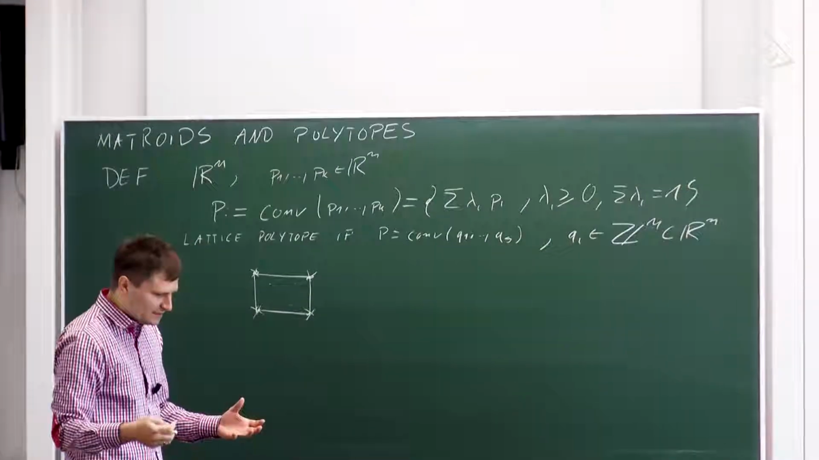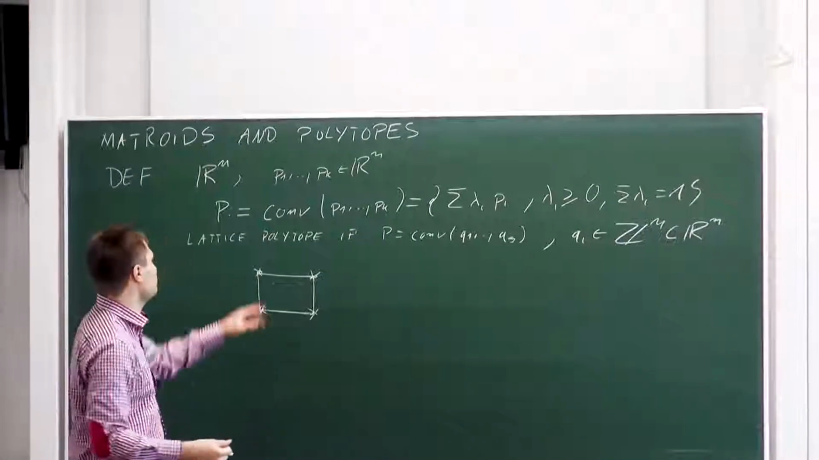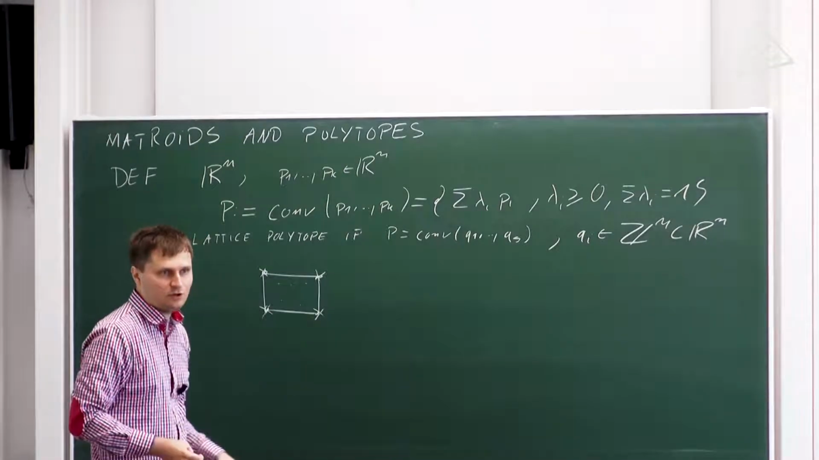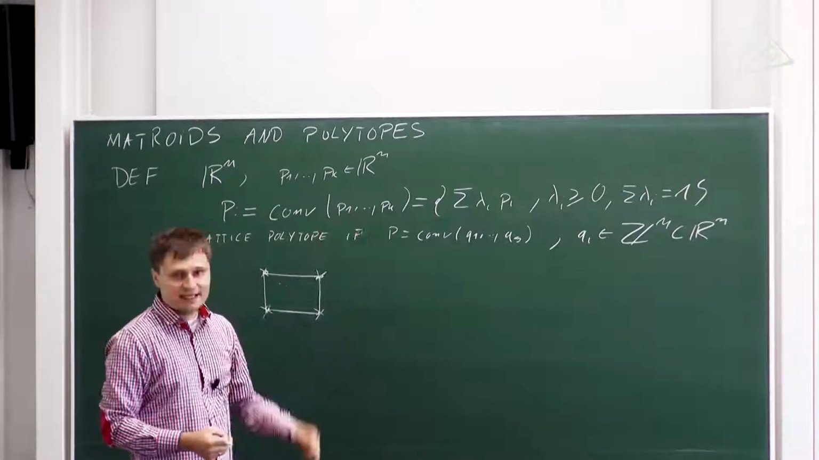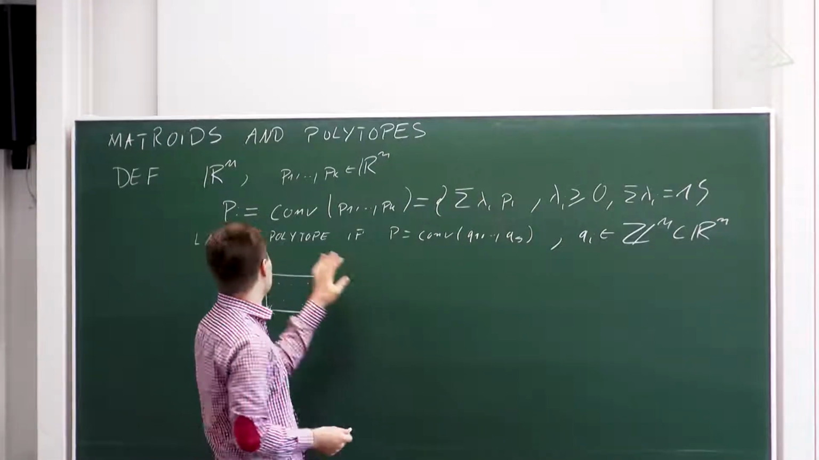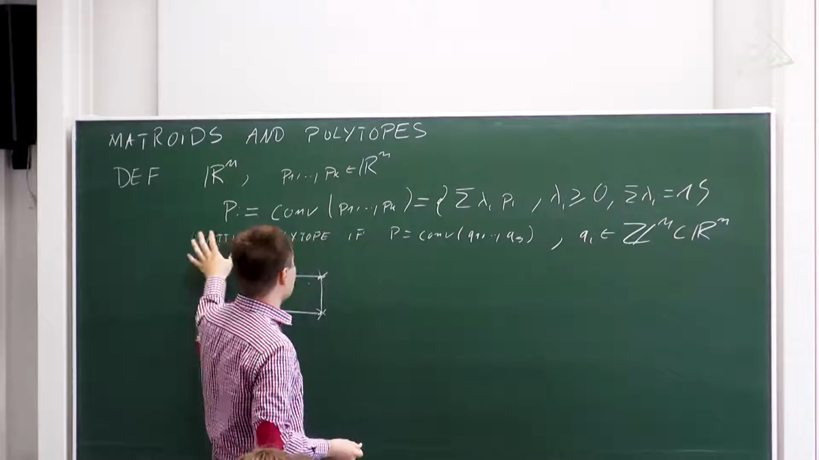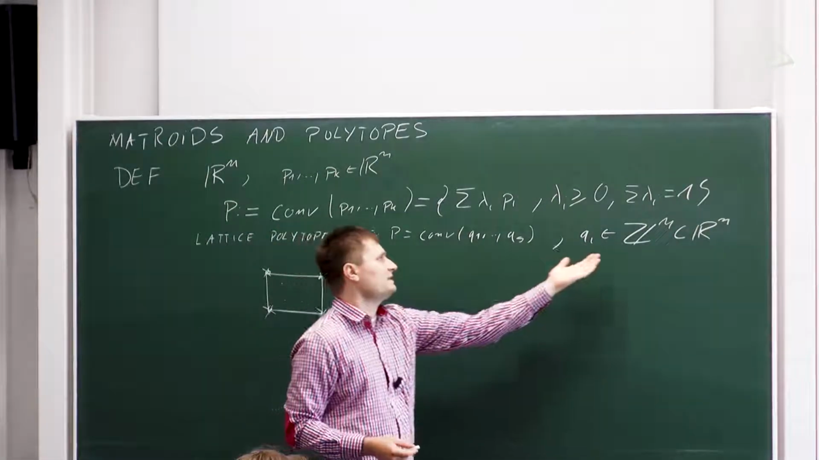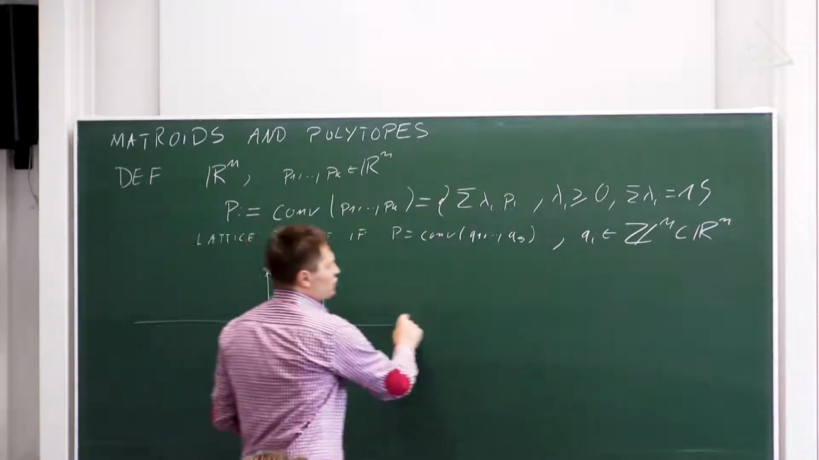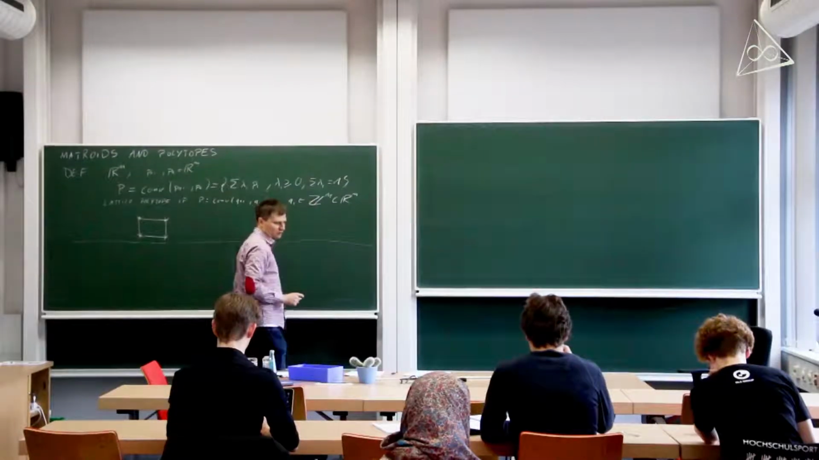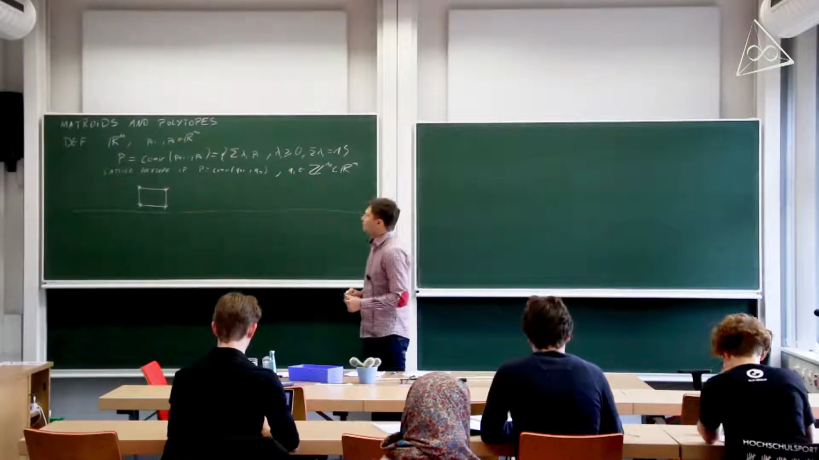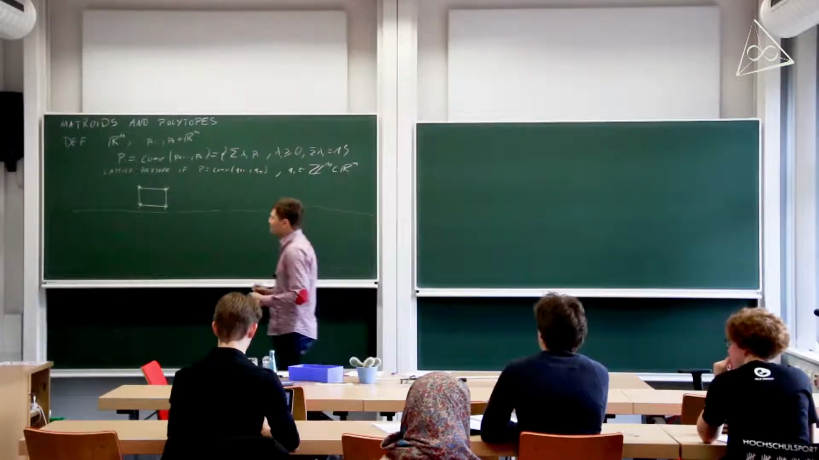And one can say that this is a subset minimal with respect to inclusion among the sets such that P is the convex hull of those points. And in such a case, these points are called vertices. Yes? So in particular, we will say that a polytope is a lattice polytope if it has vertices with integer coordinates. So that was just a reminder of what a polytope is. And this we have already seen in the lecture about toric varieties. And now we pass to matroids.